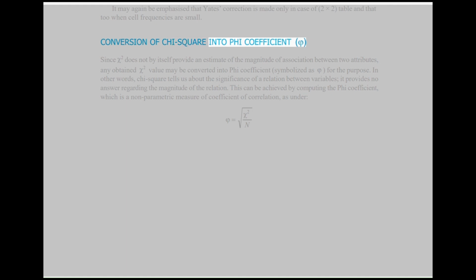Conversion of chi-square into phi coefficient. Since chi-square does not by itself provide an estimate of the magnitude of association between two attributes, any obtained chi-square value may be converted into phi coefficient, symbolized as phi, for the purpose. In other words, chi-square tells us about the significance of a relation between variables. It provides no answer regarding the magnitude of the relation. This can be achieved by computing the phi coefficient, which is a non-parametric measure of coefficient of correlation, as under: phi equals the square root of chi-square over n.